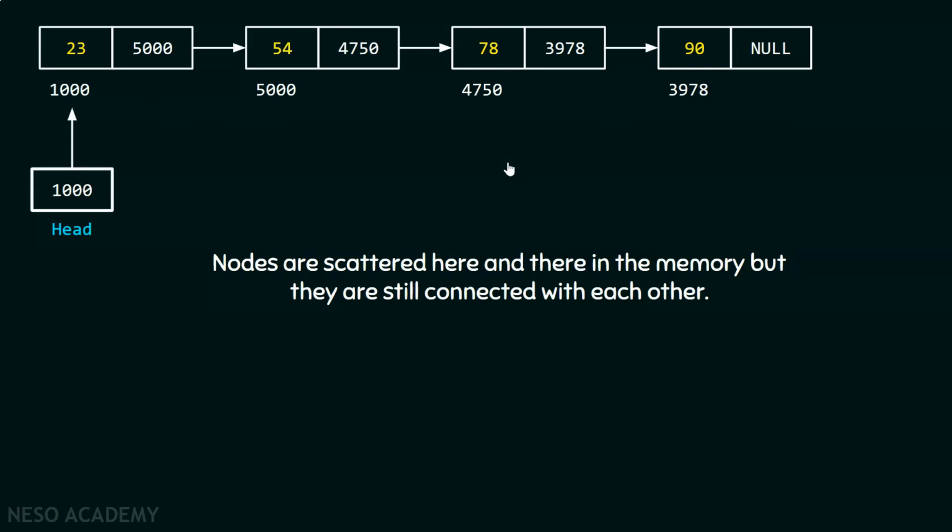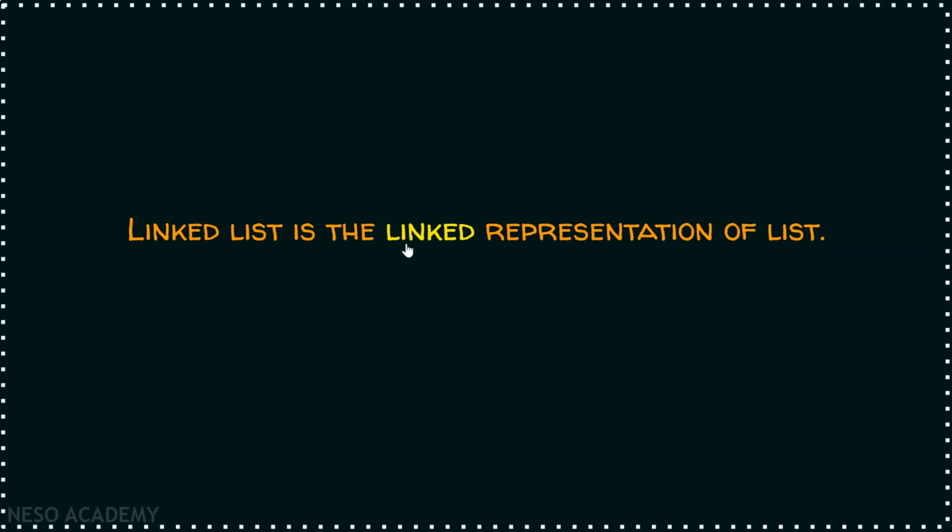So from this representation, it is clear that linked list is the linked representation of list and it is not a sequential representation of list. Here the nodes are scattered here and there in the memory, but they are still connected with each other using the link part of the nodes. And that is why it is known as linked representation of list.